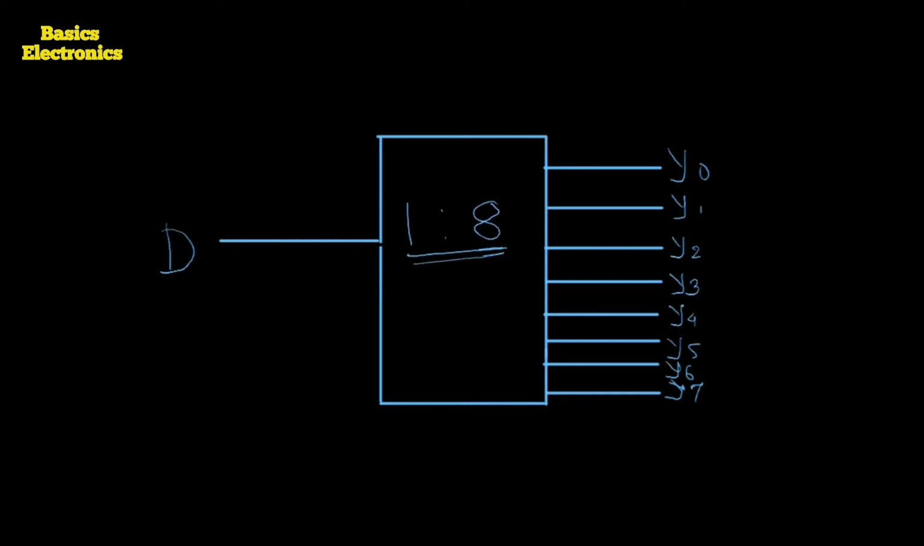The data line can be passed towards the output side. It means the data can be passed over the output line Y0 or the output line Y1 or the output line Y2 or the output line Y7. That depends on the applied input code. That input code we call the select code, means the select input code.